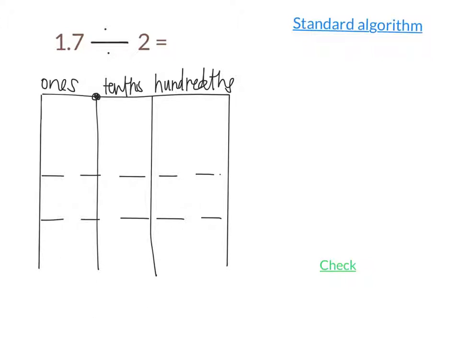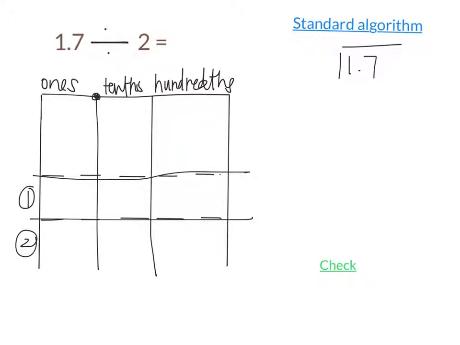Okay, now if we are going to set up our standard algorithm, which number lives inside the house? The whole, the divisor, or the quotient? Eva? Which number is the whole? 1.7. Very good. So go ahead and set up your standard algorithm so that 1.7 is inside the house. Now, which one is knocking at the door? The 2. Very good. So make the 2 knocking at the door.